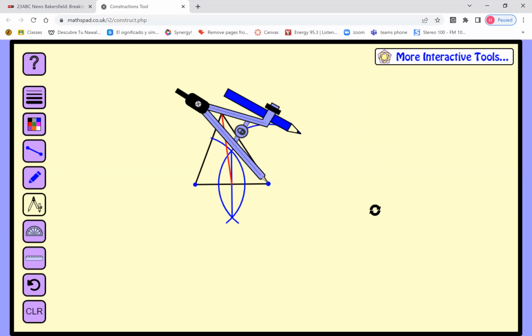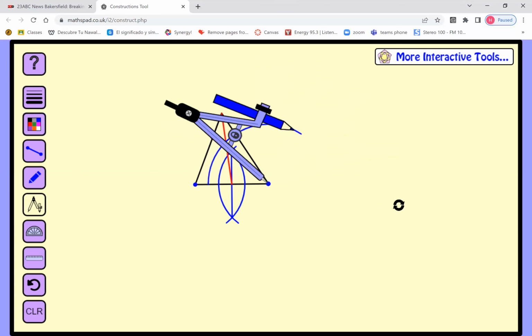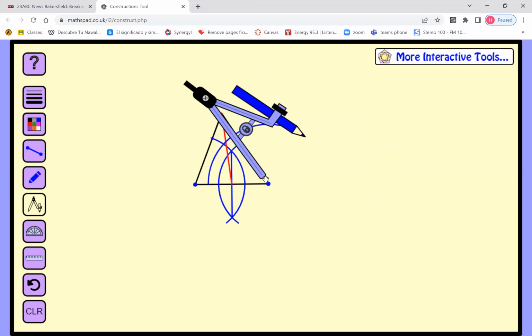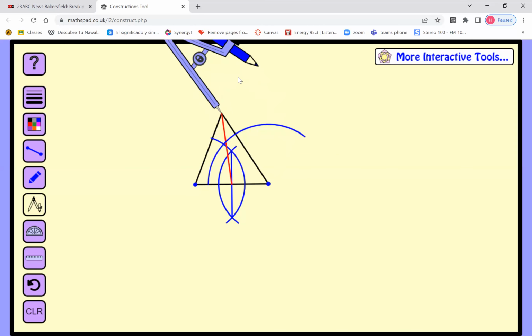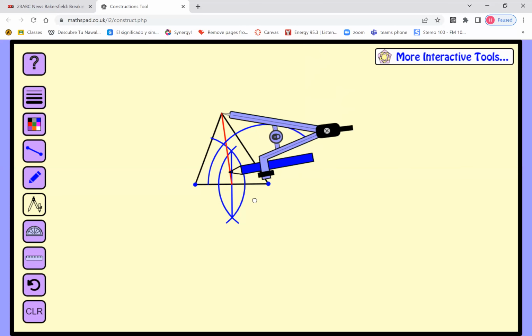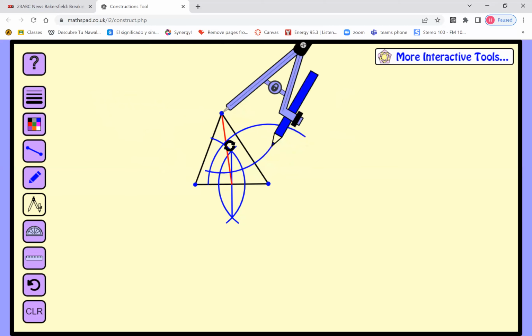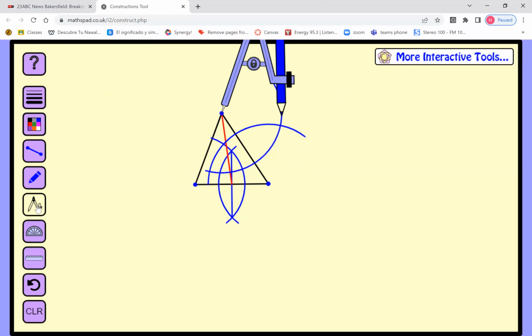So I'm gonna do an arc there and there. Let me move my pencil to this other corner. Let me do my arc there. Now if I connect this intersection with this other intersection, I find my midpoint.